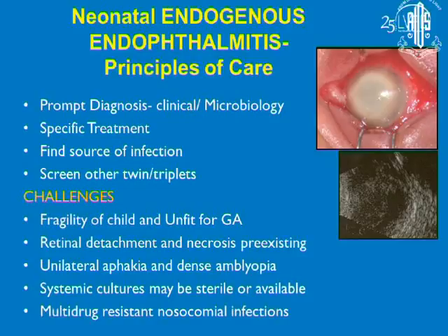So what is important is that endogenous endophthalmitis in these children follows the basic principles of what we do for any other endophthalmitis: prompt diagnosis, clinical and microbiological evaluation, and then specific treatment depending on what infection we are suspecting. Always try to find the source of infection, and if there are other children around that baby, especially twins, triplets nowadays, we see from the NICU, then these need to be screened.